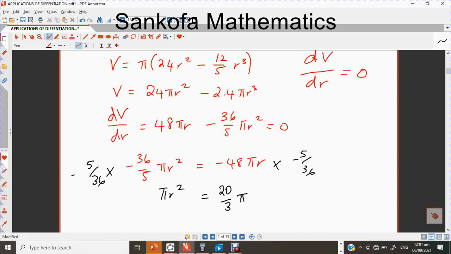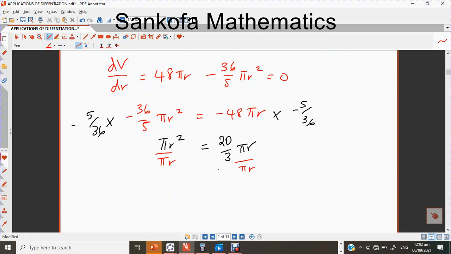All right, so that's pi r. The next thing you can do is divide by pi, so that you are left with r. Then our r will equal nothing but 20 upon 3. That is what r is equal to, or you can go ahead and say 6 2/3.